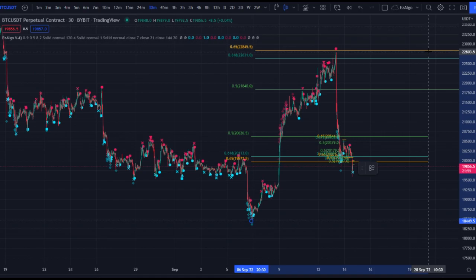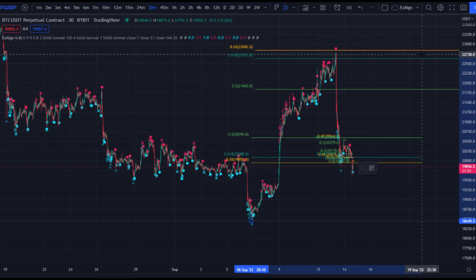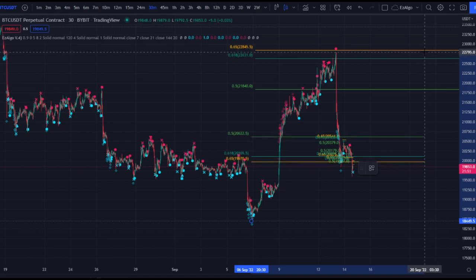And on the recent move, guess where we found support? We found support for the time being, right, at the 0.65 level, and we've lost that level, so I am expecting more downwards movement.